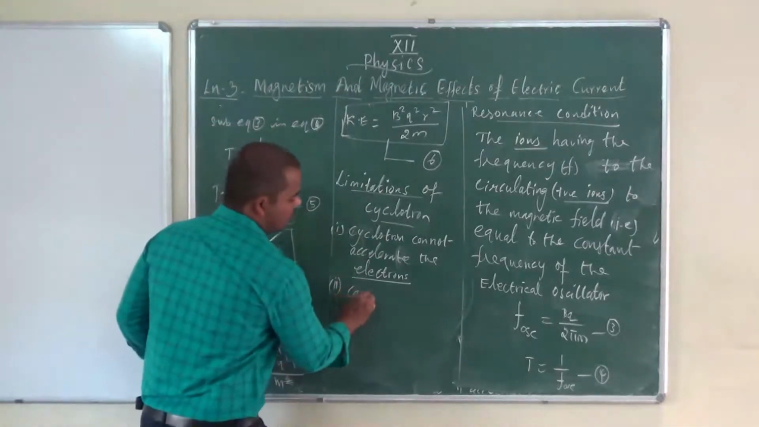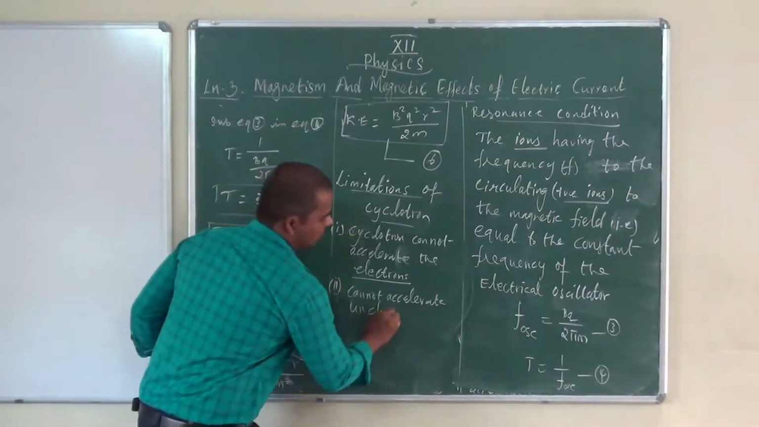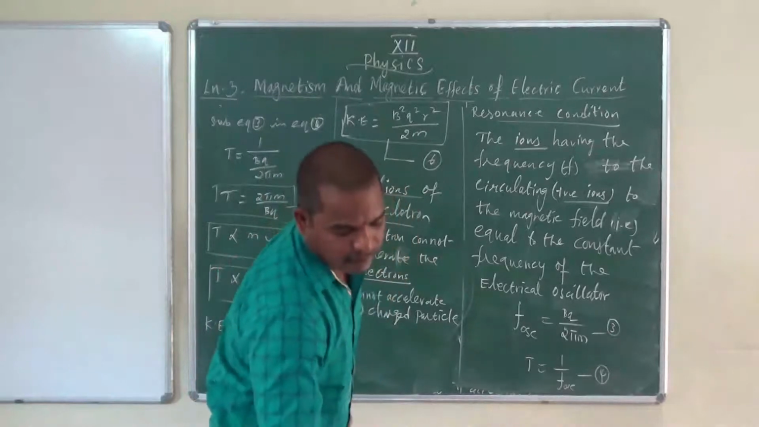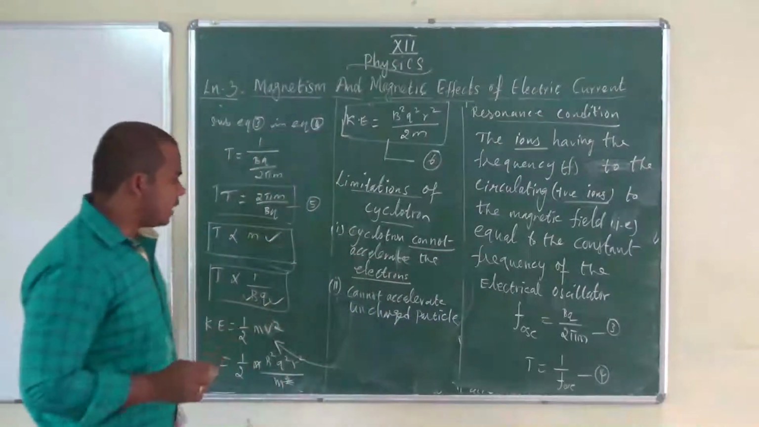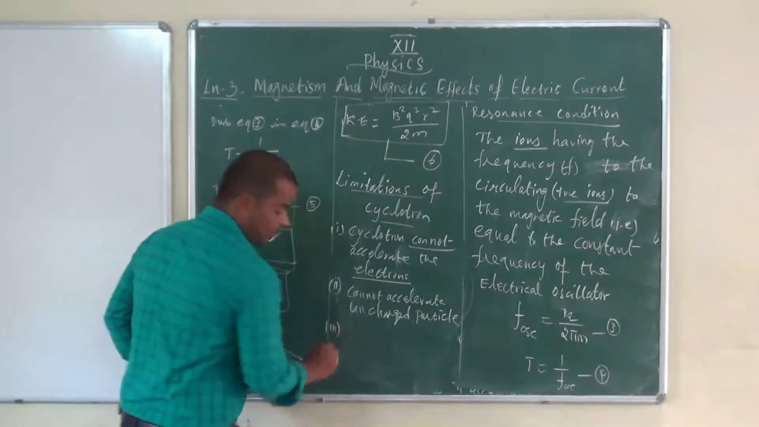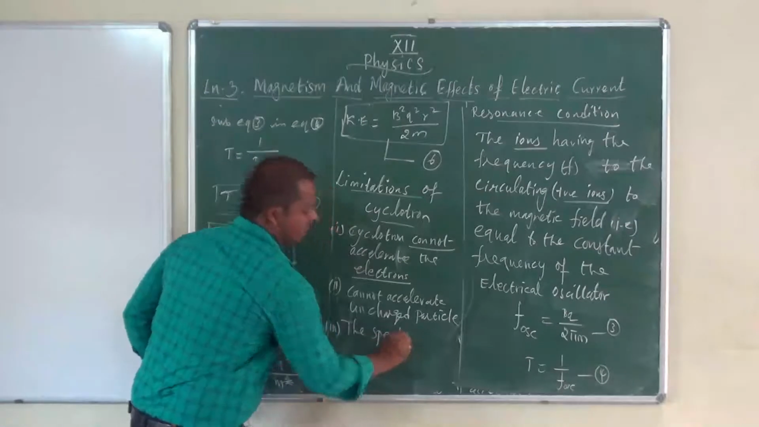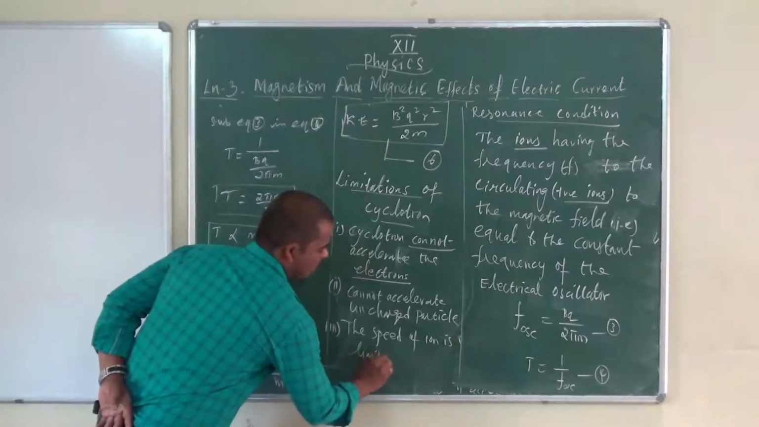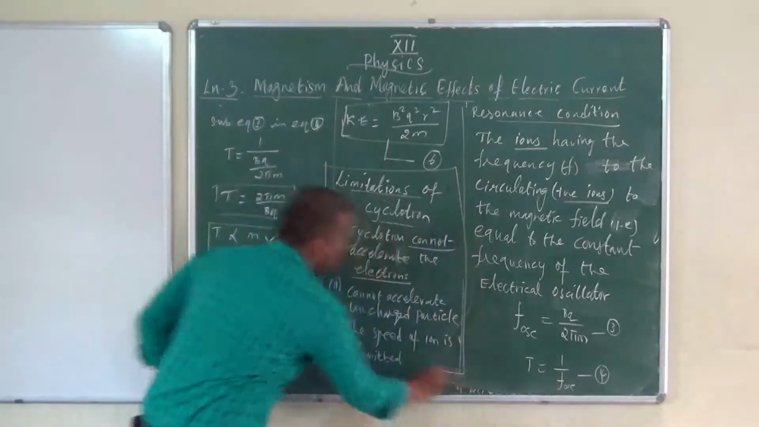The cyclotron cannot accelerate uncharged particles and cannot accelerate electrons. Another point: the speed of the ion is limited. The cyclotron, the device providing speed, has a limited ion speed. Most of the time, the limitations of the cyclotron are asked as a 2-mark question.